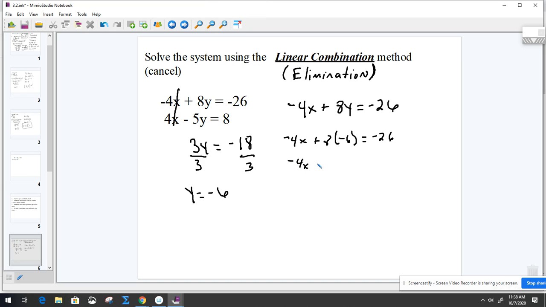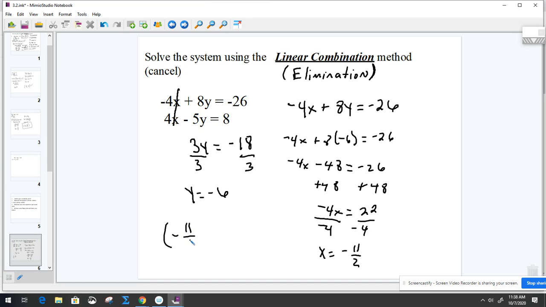Negative 4x minus 48 is equal to negative 26. I'm going to add 48. Solving for my x, negative 4x is equal to a positive 22. Divide by negative 4, and I get x is equal to a negative 11 over 2. So I have the ordered pair negative 11 over 2, comma, negative 6.